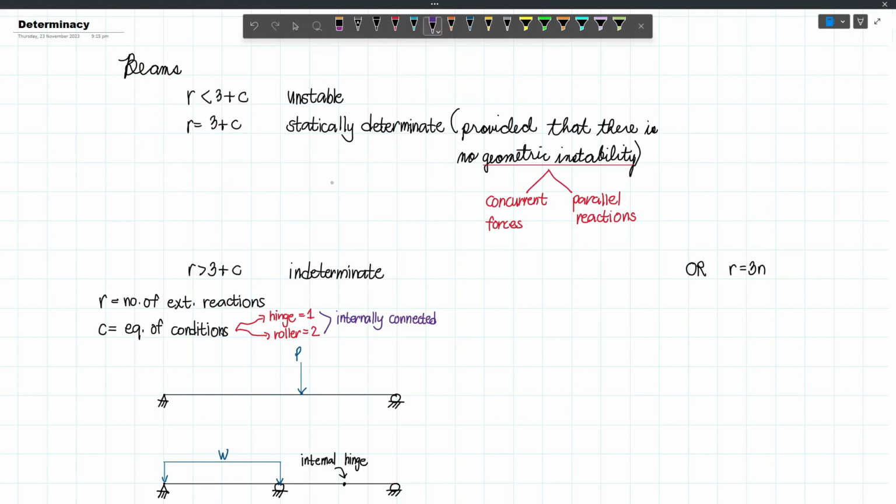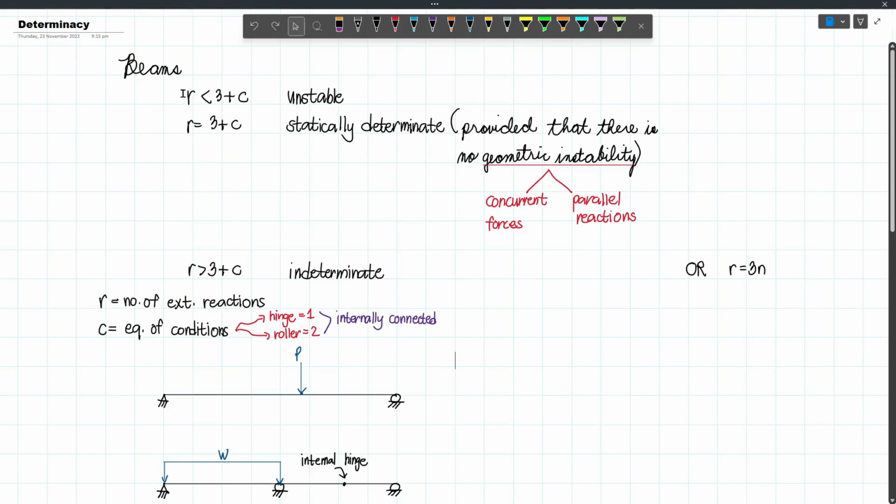Our R is the number of external reactions, so the reactions at an internal hinge or internal roller are not counted. The C in our equation is the number of equations of condition. If there is an internal hinge, C becomes 1. If there is an internal roller, C becomes 2. A hinge or roller is internally connected to establish an equation of condition.